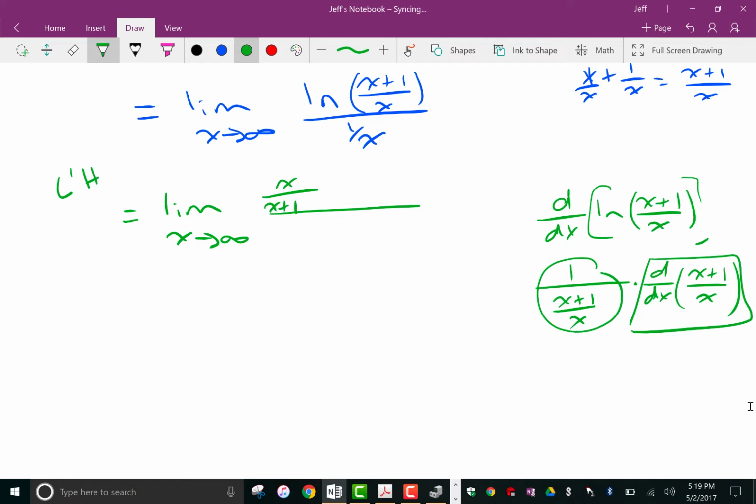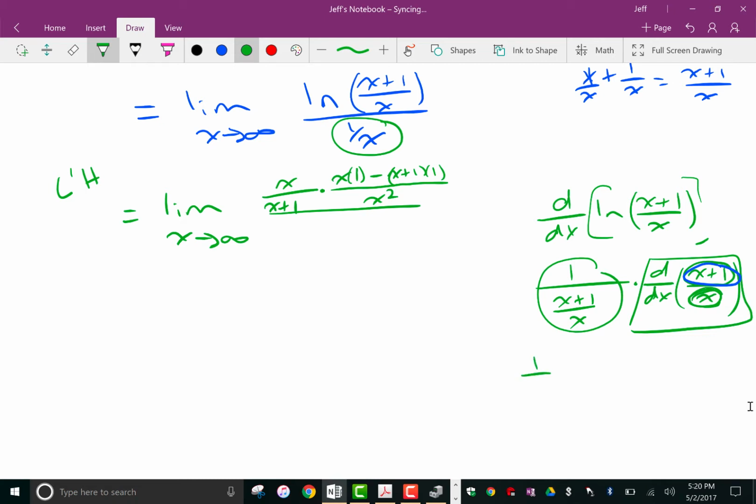So this is the quotient rule, which I'm just going to do really slowly. I've got the bottom, x, times the derivative of the top, 1, minus the top, that's x plus 1, times the derivative of the bottom, which is 1, all divided by the bottom squared. That's x squared. Then I need to divide that by the derivative of 1 over x.